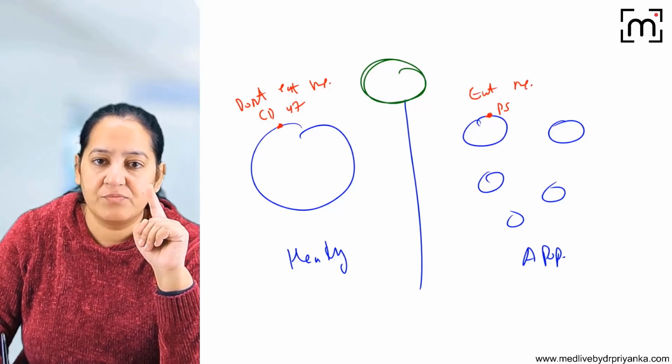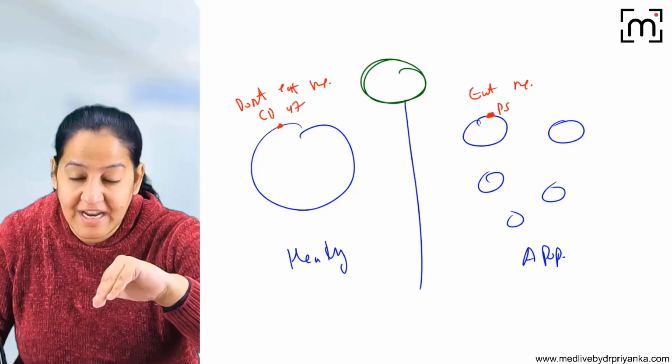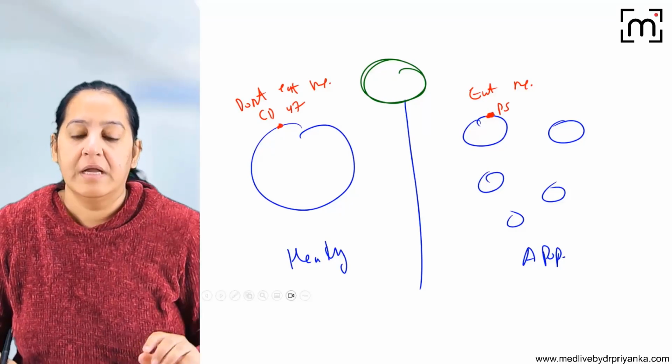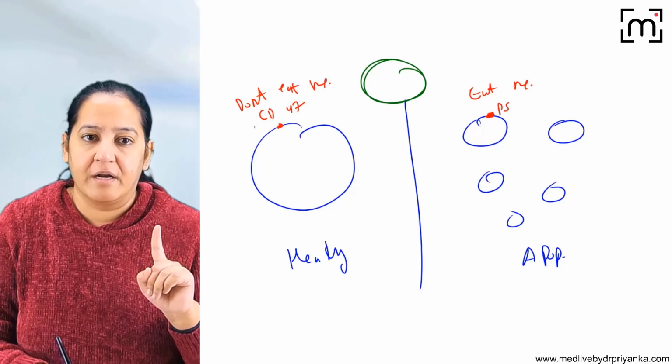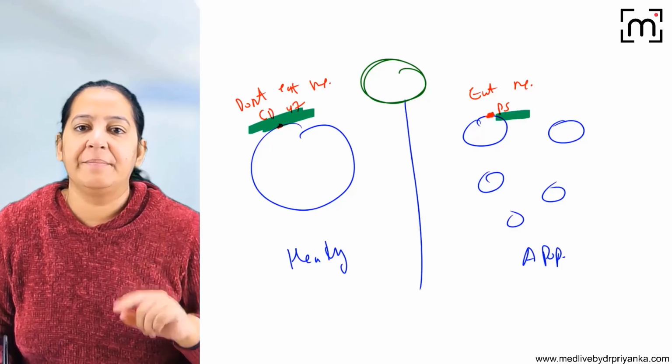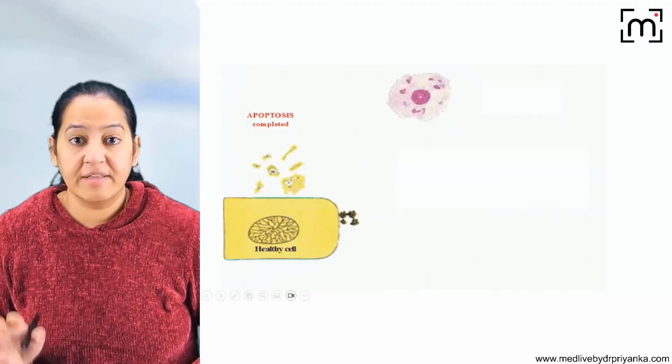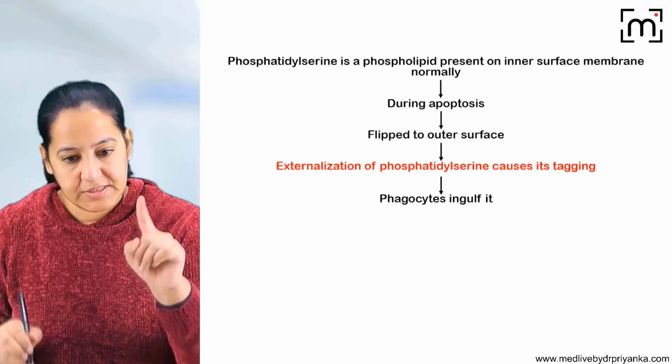Phosphatidylserine is usually present on the inner side, but in an apoptotic body, it comes on the outer side. So learn the name of the don't eat me signal and learn the name of the eat me signal. Don't eat me is CD47, eat me is phosphatidylserine. I hope you got it. This is efferocytosis. So the same story is written.